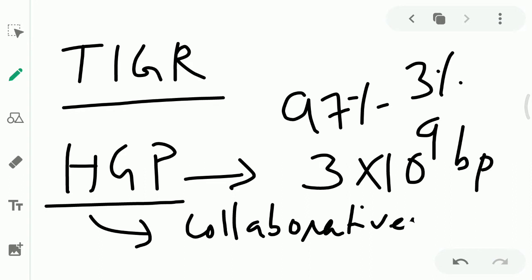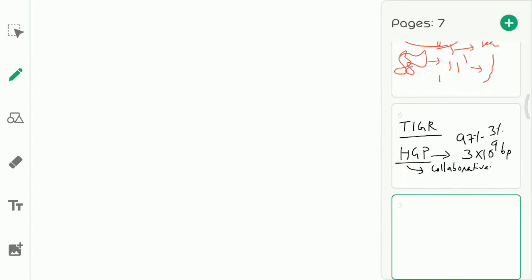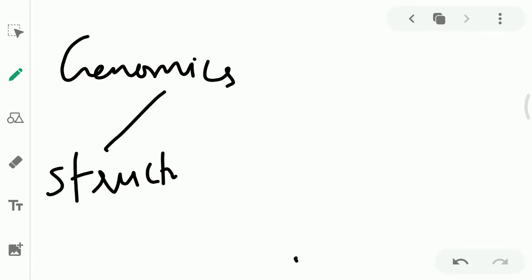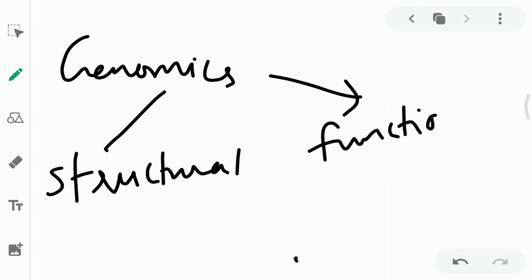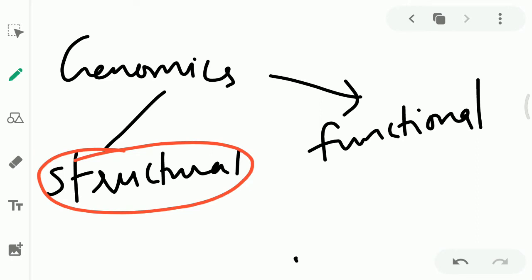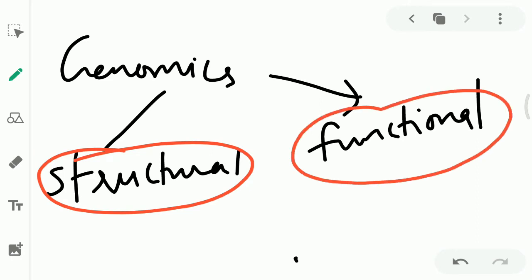Now we'll see what the different types of genomics are. Genomics has two important types. One is structural and the other one is functional. Structural genomics and functional genomics. Earlier, different institutes were concentrating on structural, and some other institutes were concentrating on functional genomics. Nowadays, in an institute itself, you can find structural genomics as well as functional genomics studies done together.